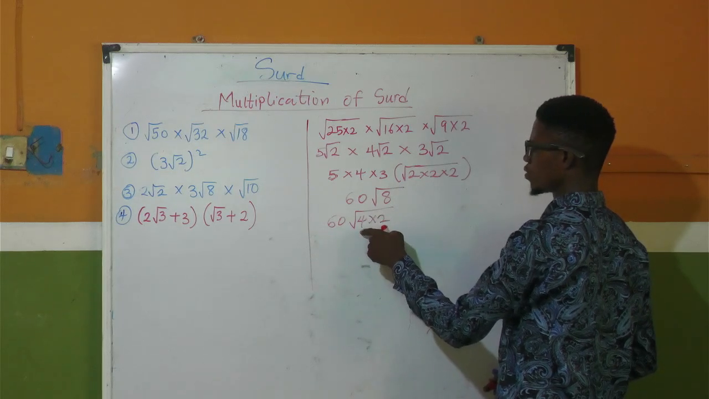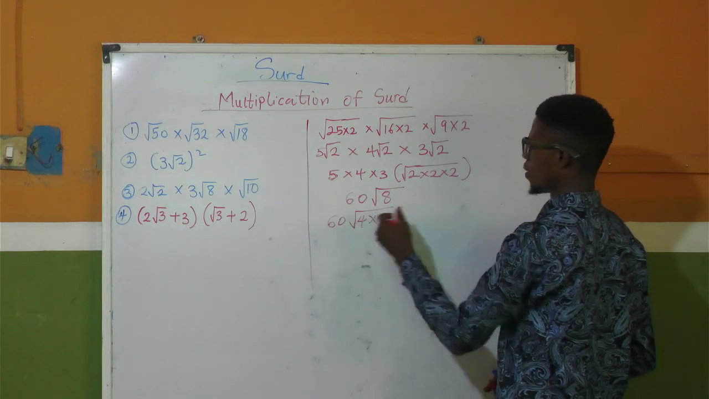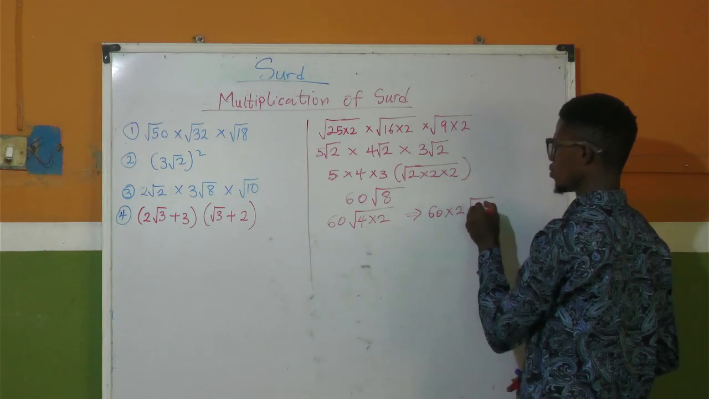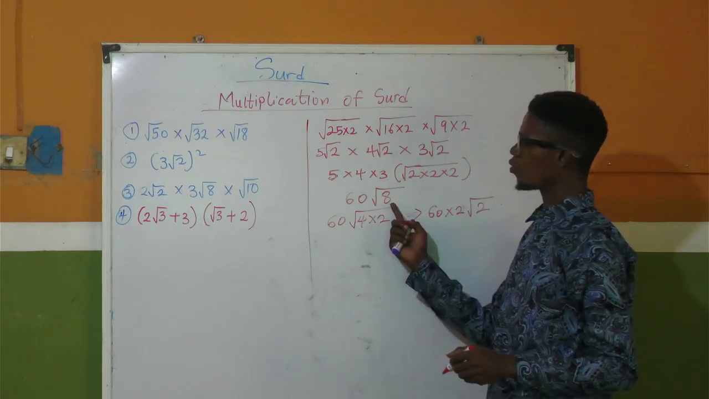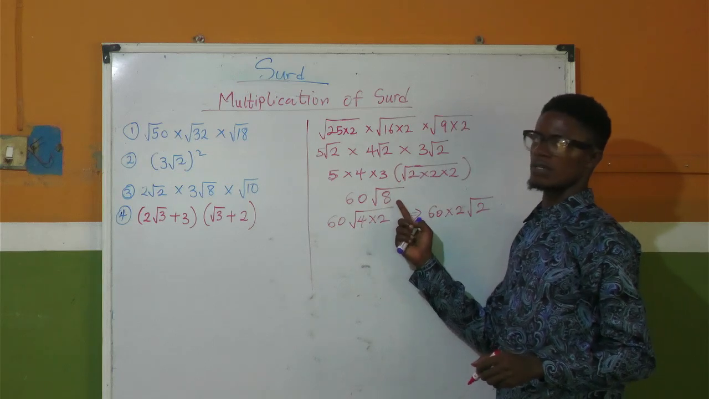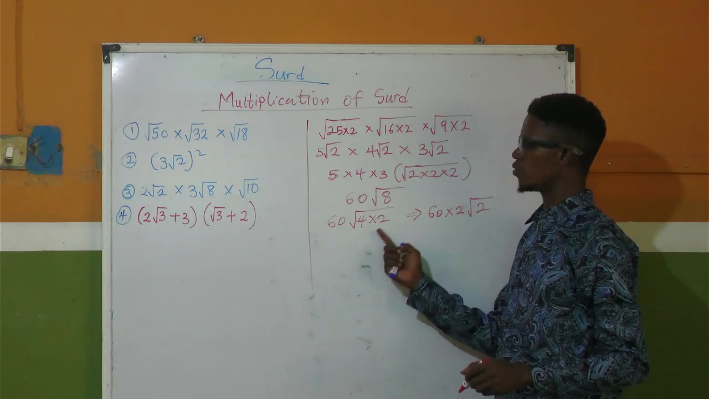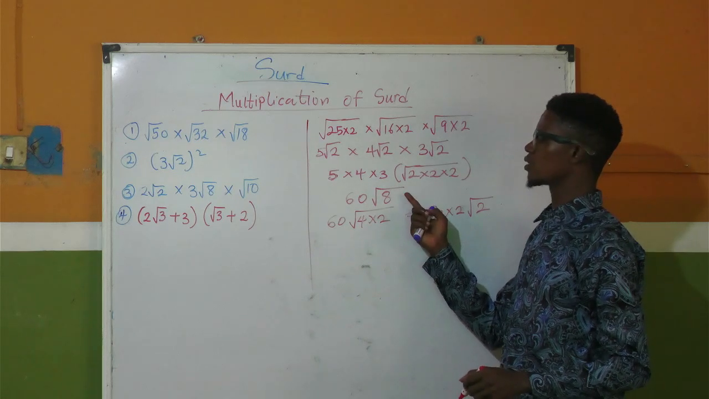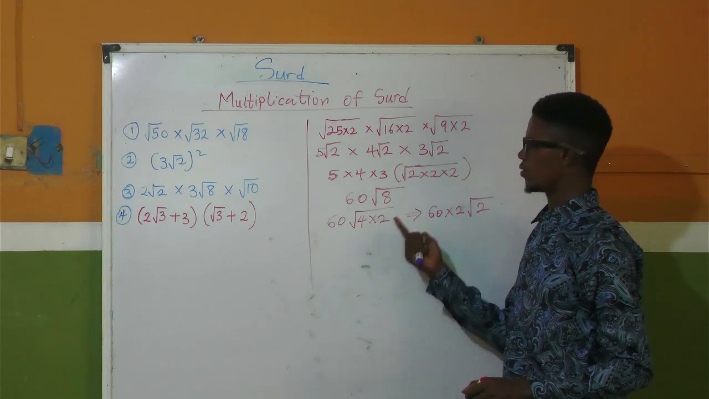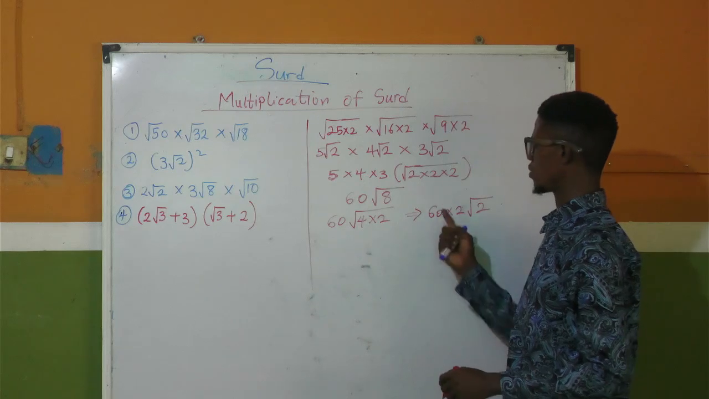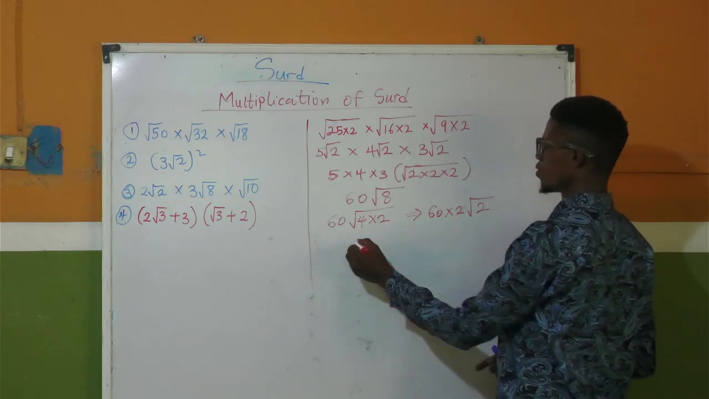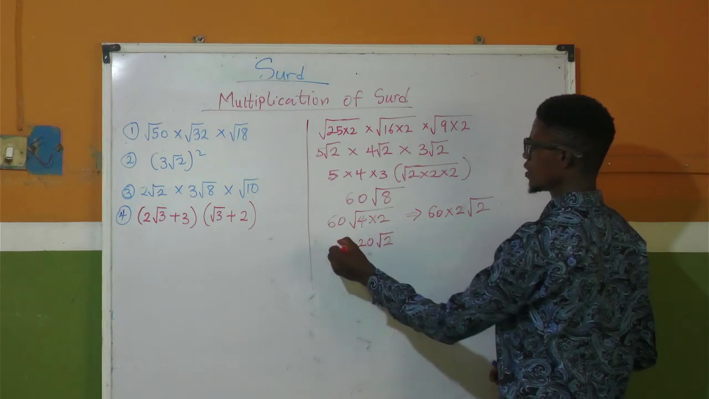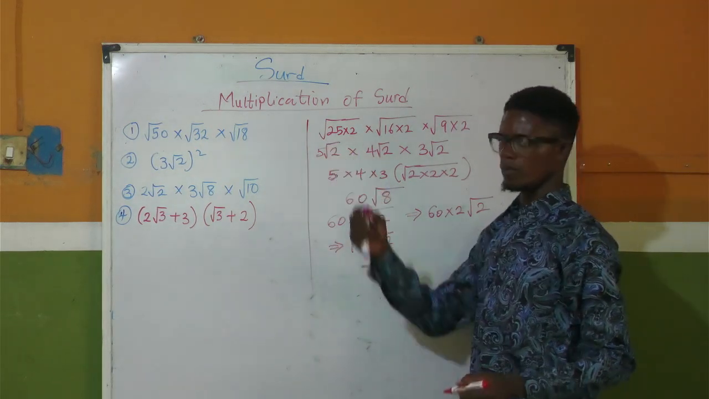I know that the root of 4 is 2, so that means 2 will come outside. So this will become 60 times 2 root 2. It is very important for you to always make sure that your irrational expression is simplified, and that's what I've done here. If I left the answer as 60 root 8, it would be incorrect because root 8 is not completely simplified. So 60 times 2 is going to be 120 root 2. This is the simplified expression for number 1.